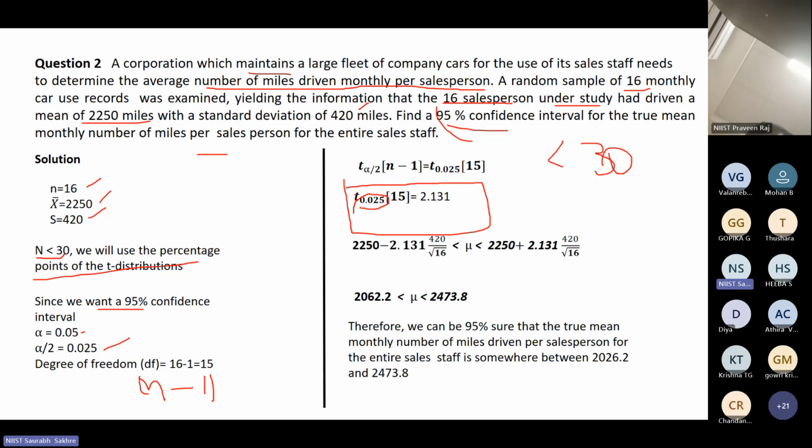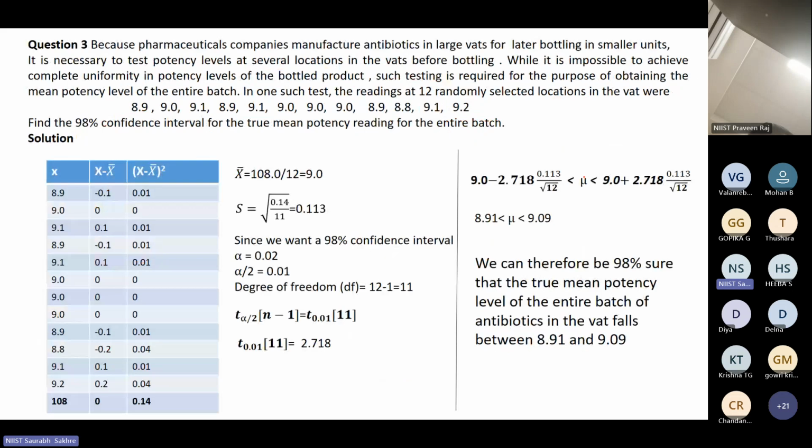Now I'll put these values in my t distribution formula: 2250 minus 2.131 times 420 by root 16, because my sample is 16, less than mu less than the full term. So we can be 95% sure that the true mean monthly number of miles driven per salesperson for the entire sales staff is somewhere between 2062.2 and 2473.8 miles. The average was 2250 only, so of course it will be in between. So when the number of samples was small, I could still generalize it to my whole population. I hope this is clear to you.